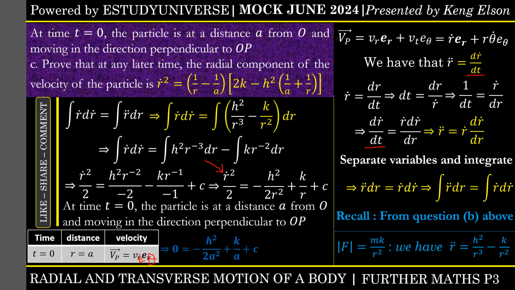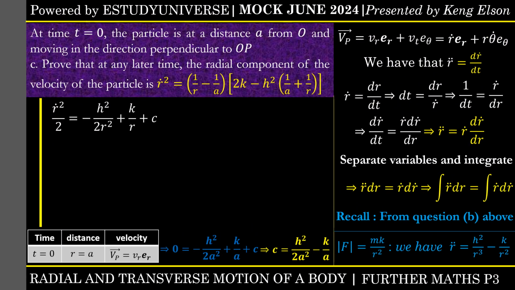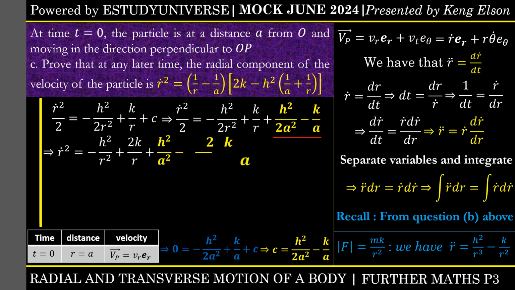Now we need to replace r with a, and then we find c by adding h squared on 2a squared on both sides and subtracting k on a, and we get our c to be h squared divided by 2a squared minus k divided by a. Having c to be that, we can now replace c back into the general formula we had. This is it in the yellow coloration, and we have r dot squared divided by 2 to be equal to all of this. Now since we are looking for r dot squared, we multiply every term by 2.